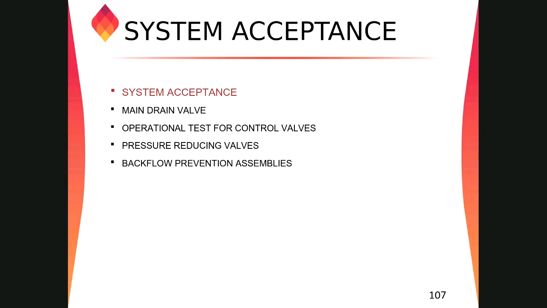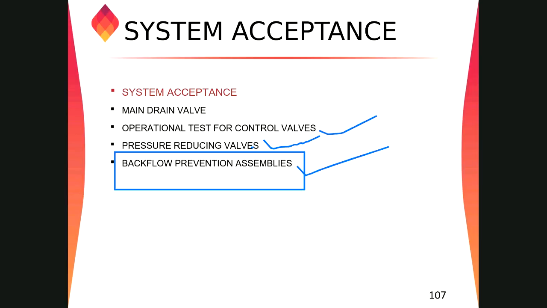We have to look for the drain valve, right? The test control valve, pressure reducing valves, right? The correct functioning and the settings. Backflow prevention assemblies, right? Normally for backflow prevention assembly, we have to look for that one also: how much friction loss is there from those assemblies.